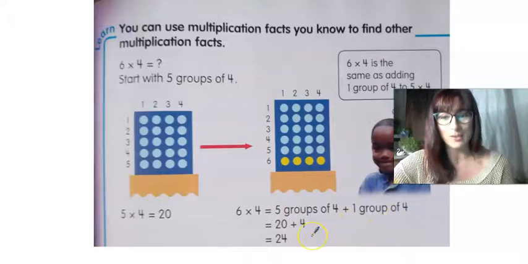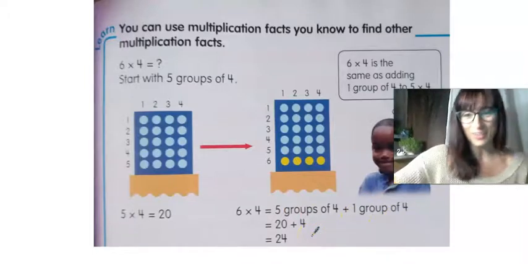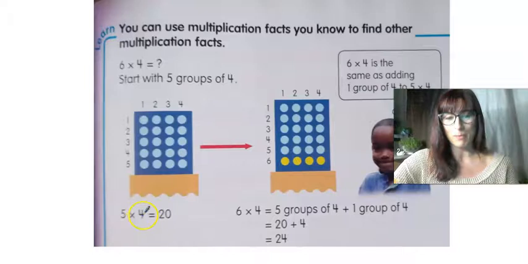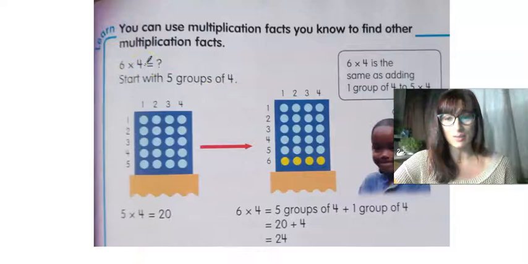And that's going to take me to the answer. Do you see how that works? So again, 5 multiplied by 4, I know, okay? But I need to get to the answer, what's 6 multiplied by 4? That's what they're asking me to do.